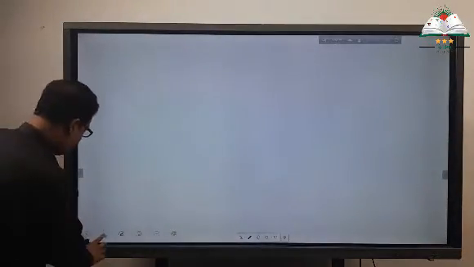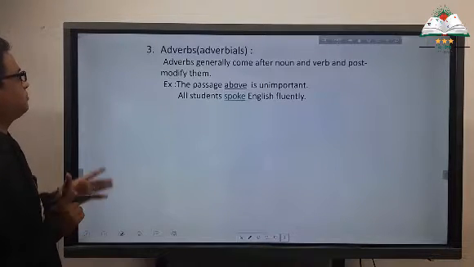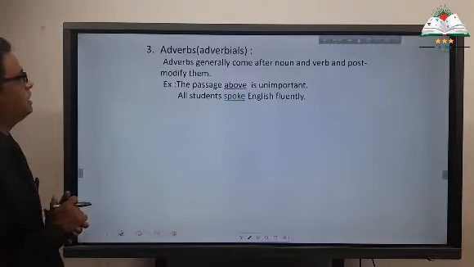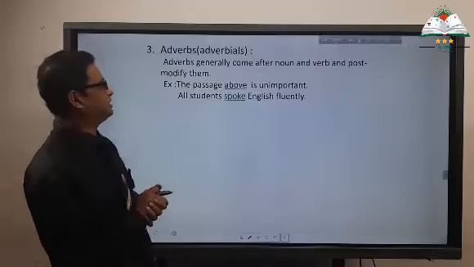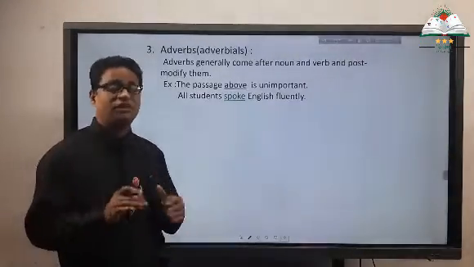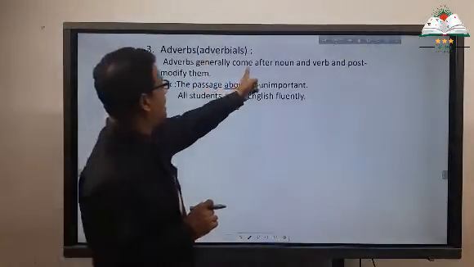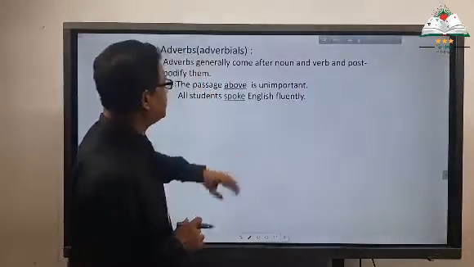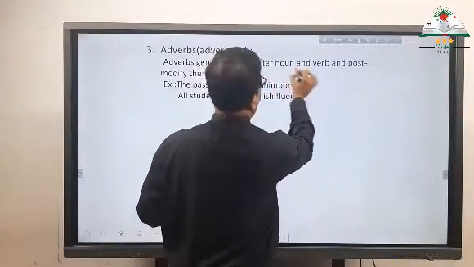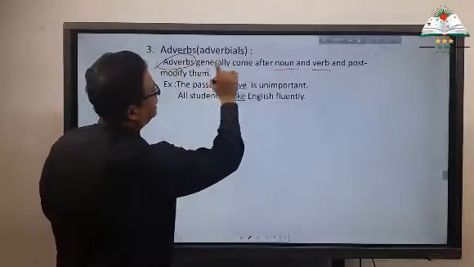So now you see the third part of post modifiers. The first one was infinitive, the second one was prepositional phrase, and here I am coming to tell you about adverbs and adverbials. All of you know very well what an adverb is. An adverb is a part of speech which modifies a verb, adverb and adjective also. Adverbs generally come after a noun or verb and post modify them. These two things are very important: after noun and verb, what will come? Adverb.